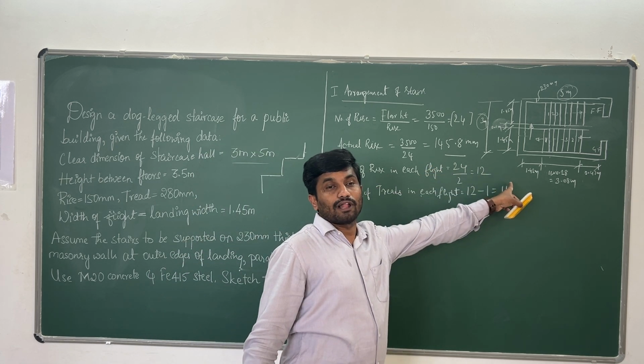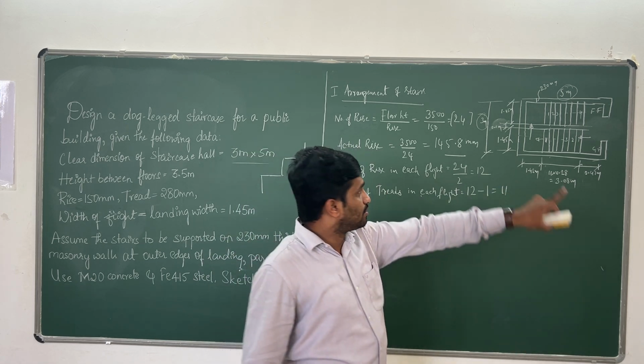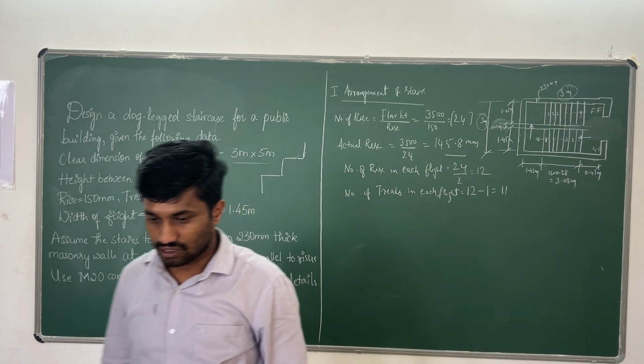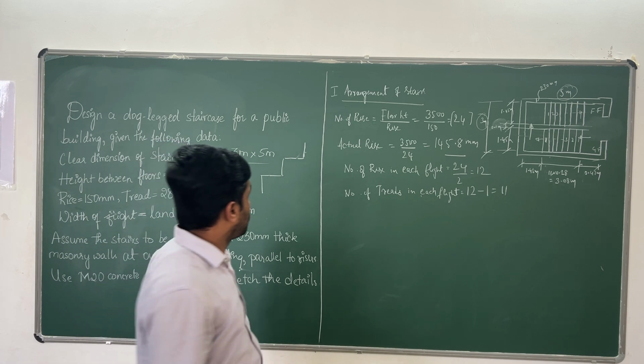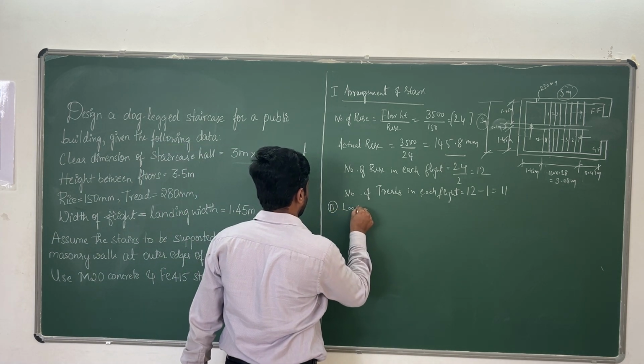So we are having 2 flights. So 12 number of threads, 12 minus 1, 11. Next, using the number of threads, write a schematic plan of the staircase. Clear? Next, second step, load calculations. This is also a very important step.